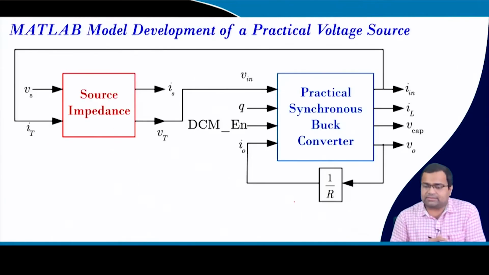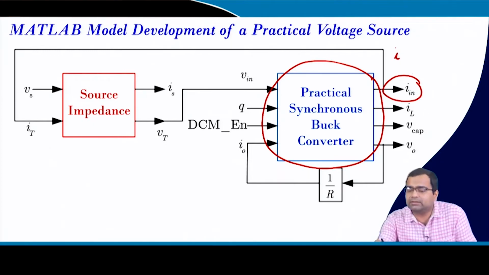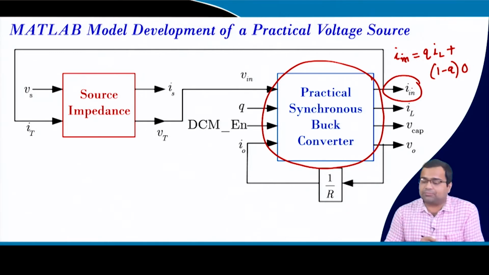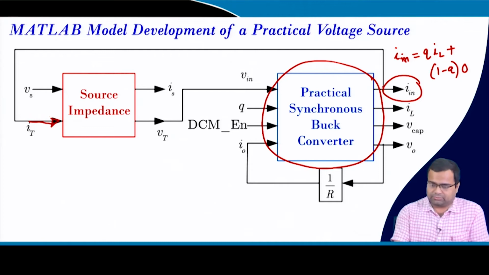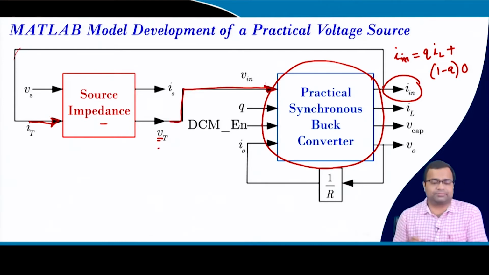How? Our practical synchronous buck converter model we already have. The only thing I have added is the input current, which is Q into IL plus (1 minus Q) into 0, because when the switch is off, it is 0. So, with this block, the input current of the buck converter is the output current of the source, so it is simply connected here, and the terminal voltage of the source is the input voltage of the converter. Okay.